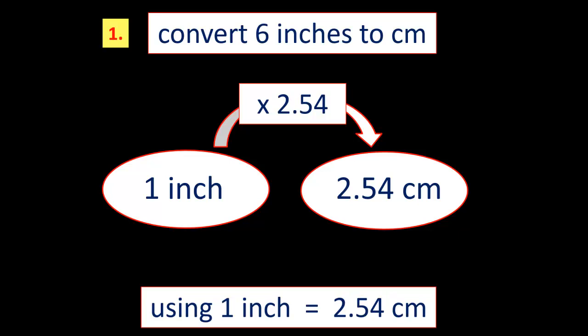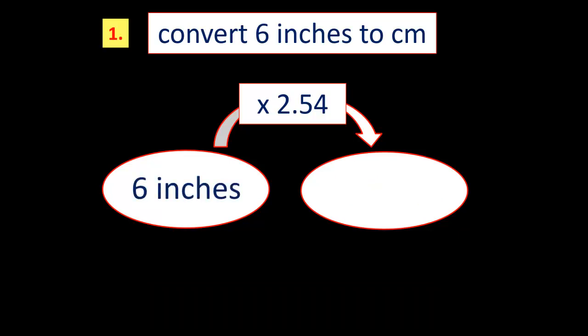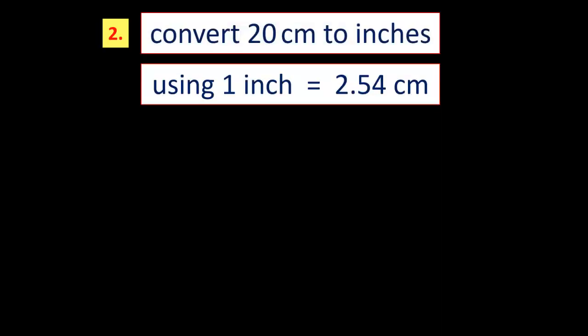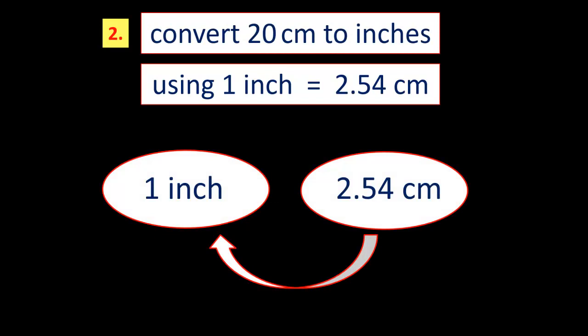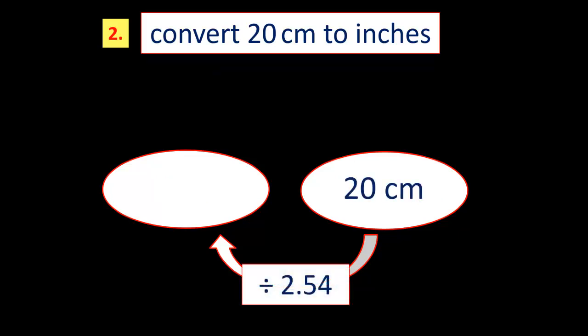Okay, how'd you get on? We know we're multiplying, so 6 inches times 2.54, and you would use a calculator for this, 15.24. Excellent. Let's have a look at number 2: 20 centimetres to inches. We're going from 2.54 centimetres to 1 inch. That's the conversion. We're going centimetres to inches, making the number smaller, so we're going to divide. So 20 centimetres divided by 2.54 is 7.87 inches to 2 decimal places.